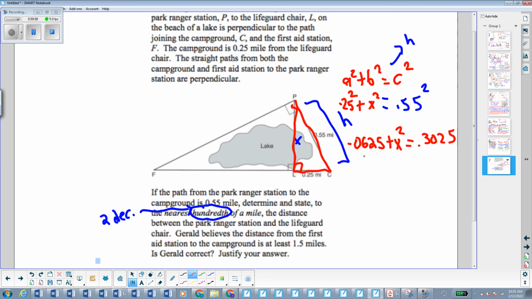So I'm going to subtract 0.0625 from both sides in order to solve for x. So I'm subtracting 0.0625. And I got x squared is equal to 0.24. So I have x is equal to the square root of 0.24. I'm not going to do anything else with that. It says, almost forgot, it said determine and state to the nearest hundredth of a mile. So it wants us to round to 2 decimal places. So I'm actually going to type radical 0.25 into my calculator, and I'm going to see what I get for that.